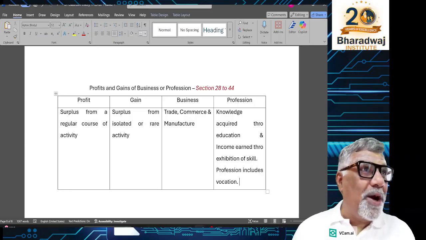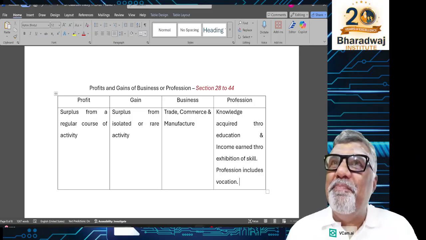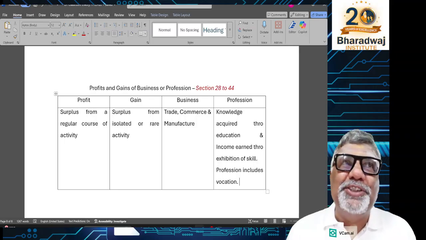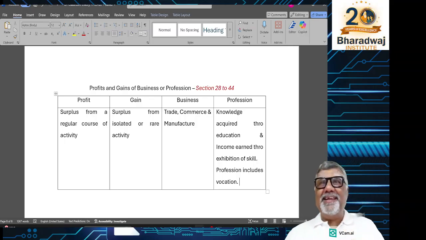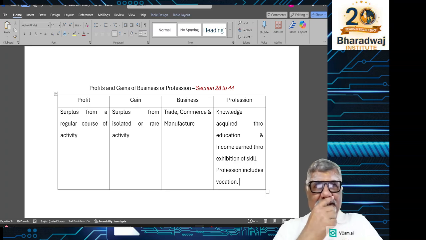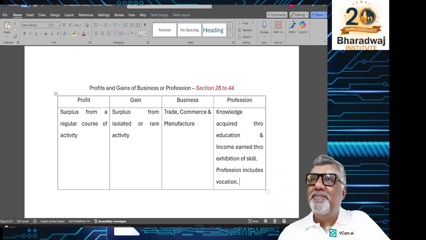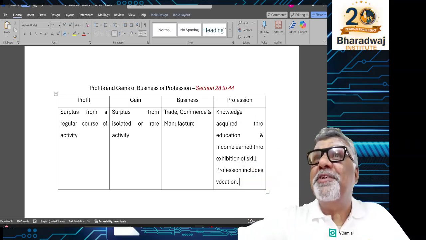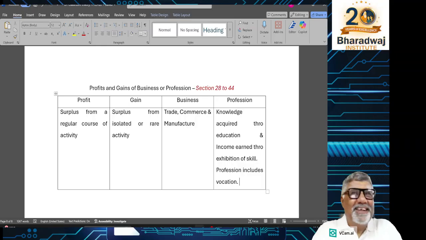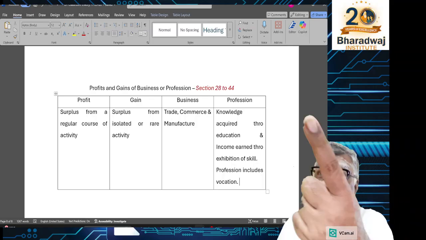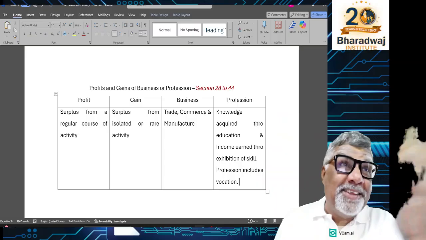Profession includes vocation. Vocation means partly skilled, partly knowledge oriented. Again, I told you that there are some case laws for your knowledge and for your understanding, and you will not believe me, but Samiyar is a profession, vocation. They come under profession. And it will be all the more interesting for you if I tell you the case law. It is Nityananda's case law.